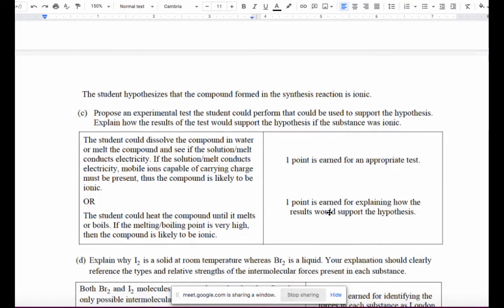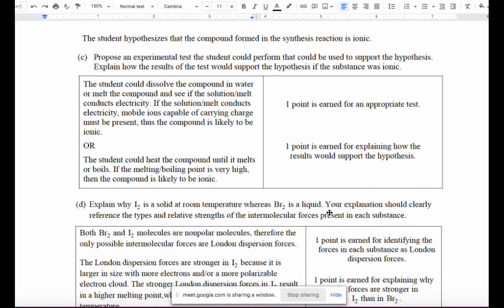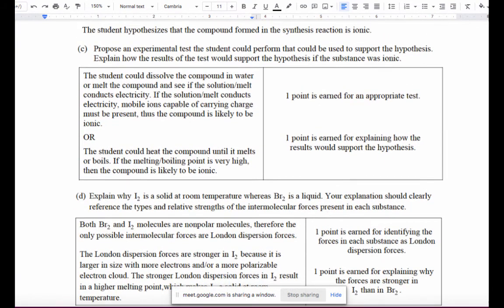Now, this was really the most important part of this free response question: looking at properties. The student hypothesizes that the compound formed is ionic. So part C: propose an experimental test the student could perform that could be used to support the hypothesis. Explain how the results of the test would support that it is ionic. This was 2 points: 1 point for having a correct test, and the second point for saying how the results would tell you if it's ionic. So either one of these would work.